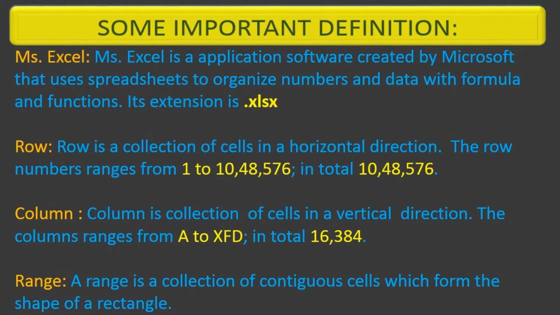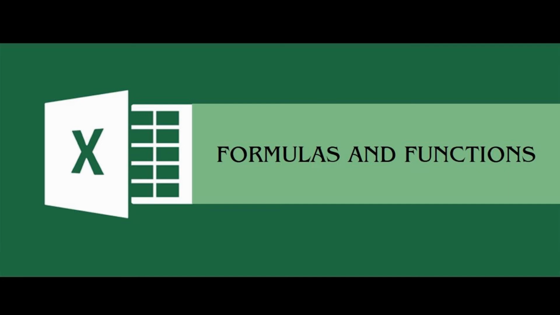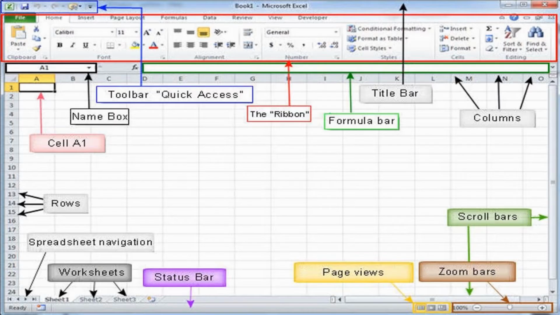Now the next definition is range, which is very important. A range is a collection of contiguous cells which form the shape of a rectangle. Contiguous means the cells which are connected to each other. Now the chapter formula and function. This is the first screen when we open MS Excel. Now look on the screen, all the important components which make up the Excel sheets. I have labeled all the parts of MS Excel sheets.